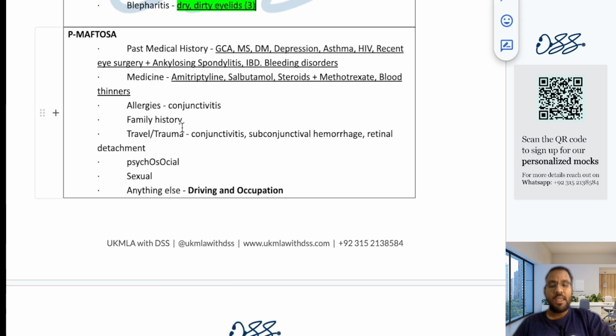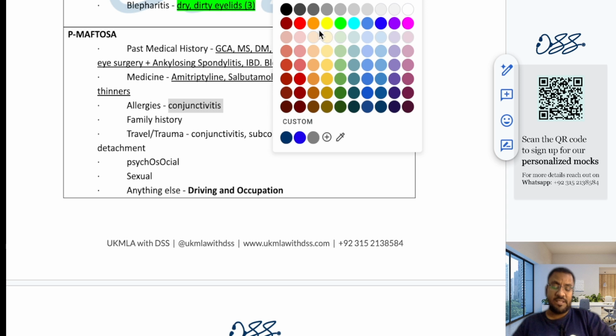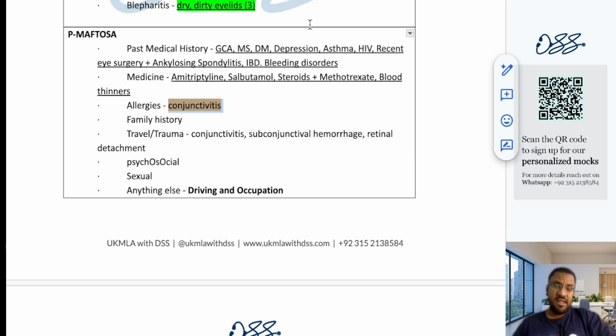Then you may ask about allergies when it comes to the case of conjunctivitis. In other cases it may not be relevant, but if you are experiencing a red eye that is itchy, then asking about allergies is a very relevant question. Family history may not be that important, but travel and trauma are both really important. T for travel, T for trauma.